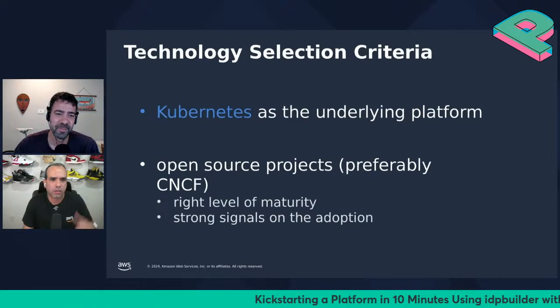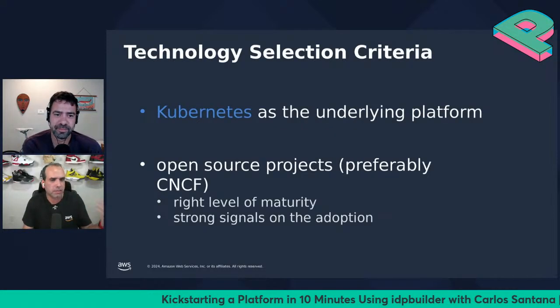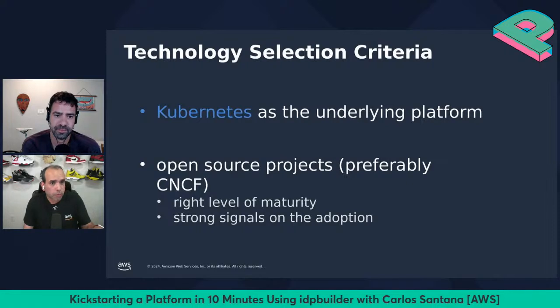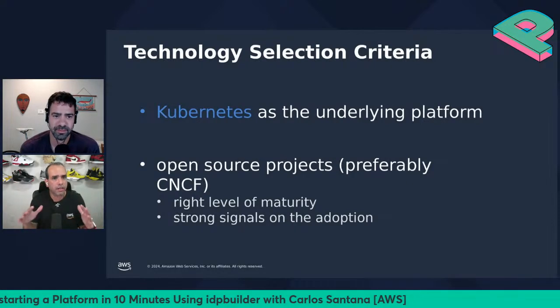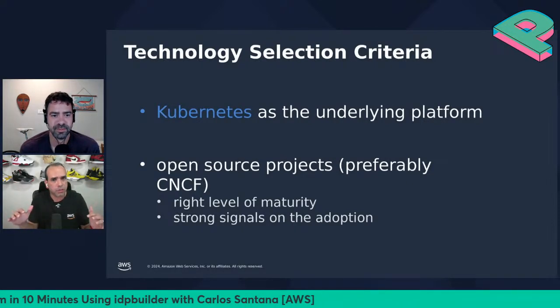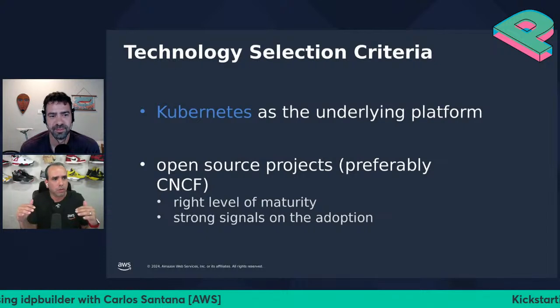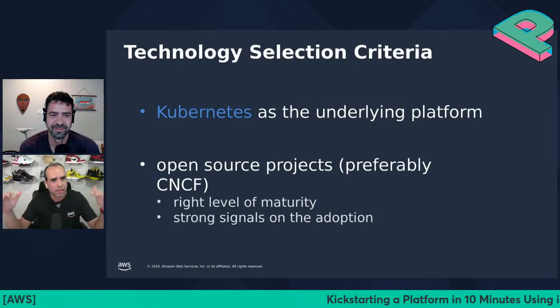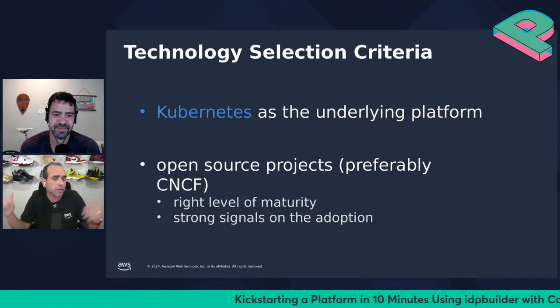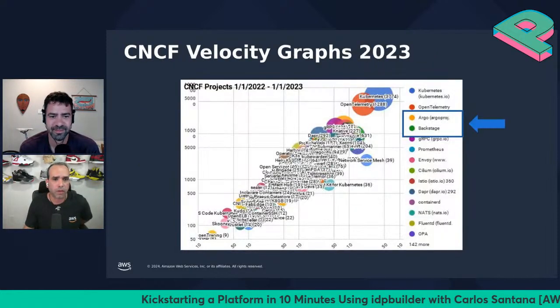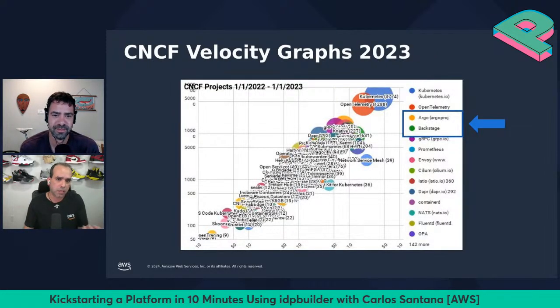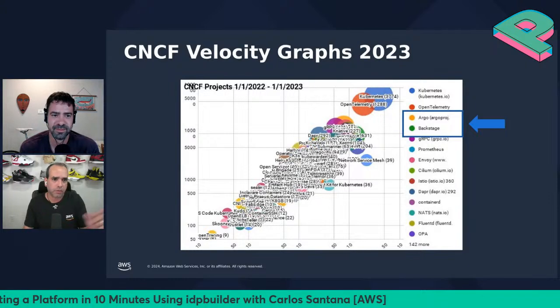So that's the technology choices. Kubernetes is the API for this group. We're consolidating these groups of individuals who want to build on top of Kubernetes as the platform, and then CNCF, most likely CNCF projects with other projects on top of it. And you can see here, this is a graph of the velocity of CNCF.